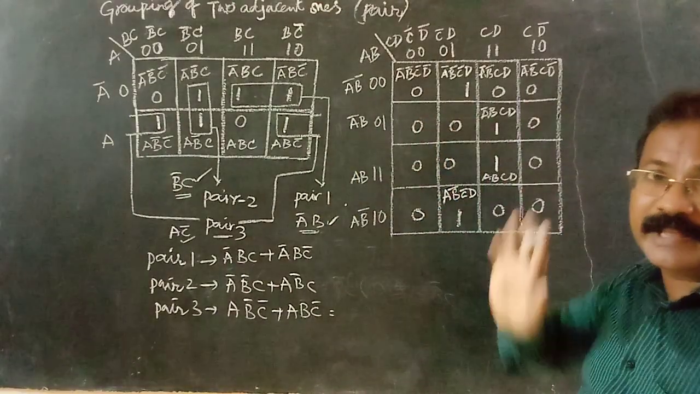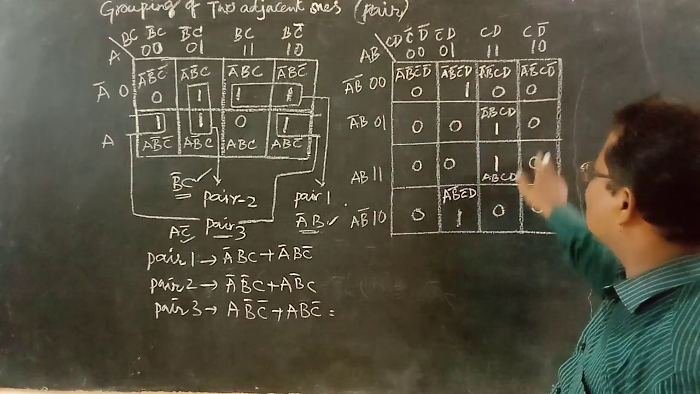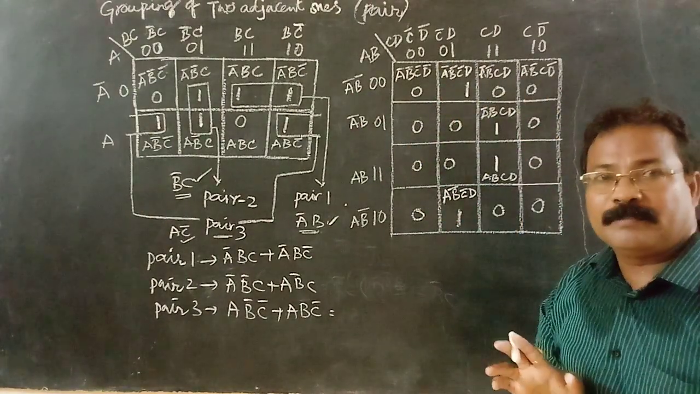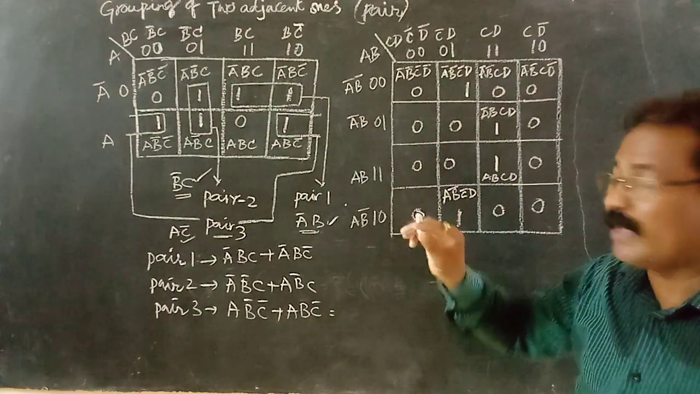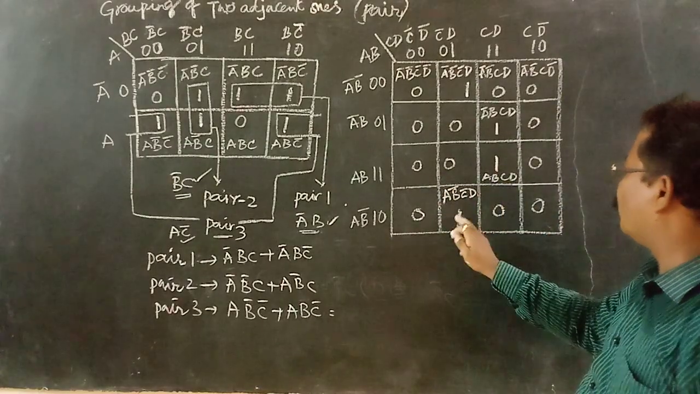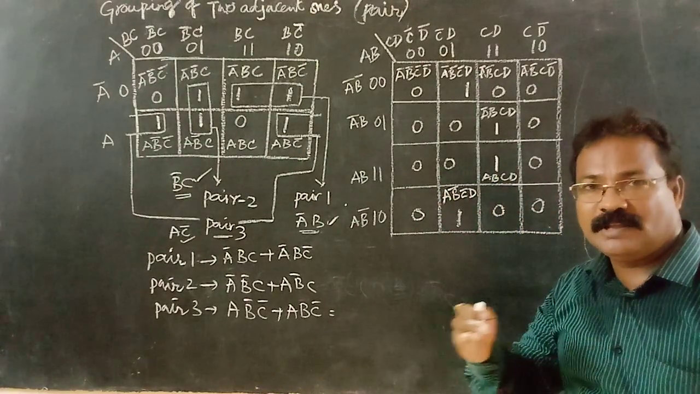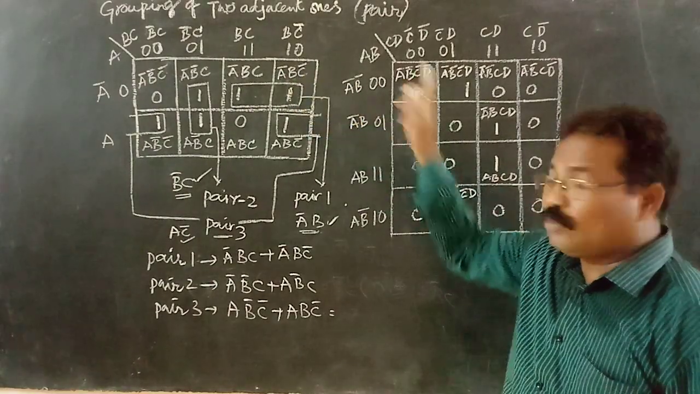Here, this is the 4 variable K-map, which consists of 2 to the power of 4, that is equal to 16 squares. 1, 2, 3, 4, 5, 6, 7, 8, 9, 10, 11, 12, 13, 14, 15, 16. 16 squares. So here, the grouping of two adjacent ones.